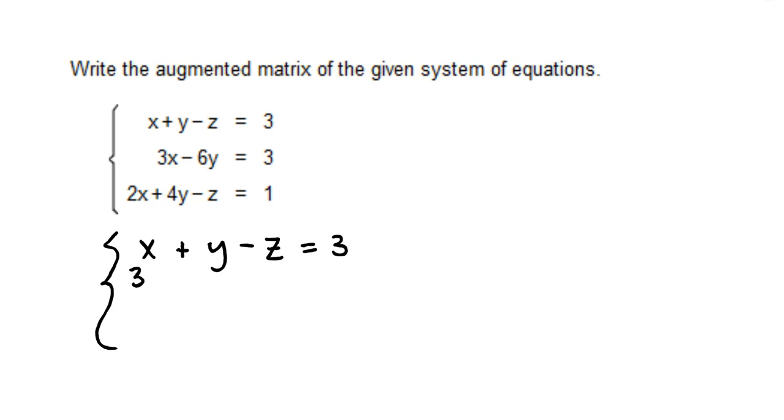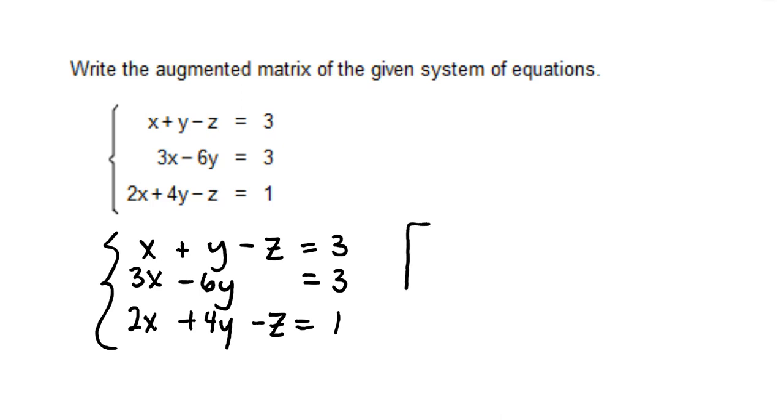I'm going to line up the x term and the y term, leave a blank for the z term, and then write the rest. The last equation has all the variables, and I'll line up those variables and the constant. And now I'm ready to write the matrix. The matrix will have 3 rows and 4 columns.